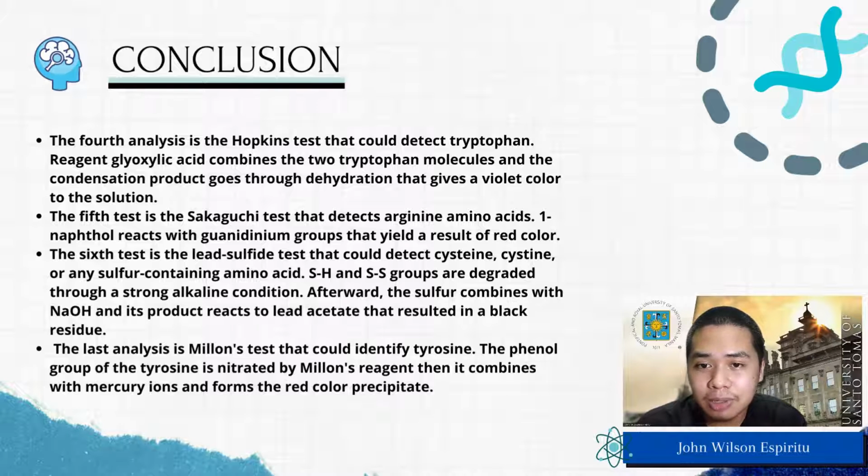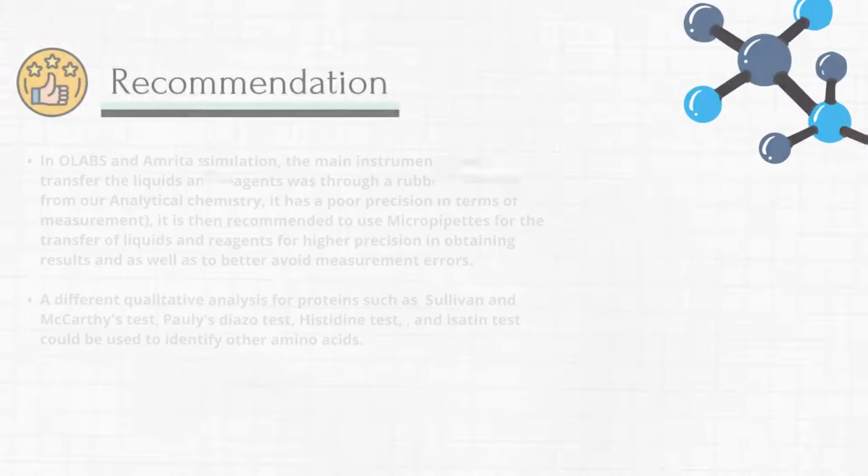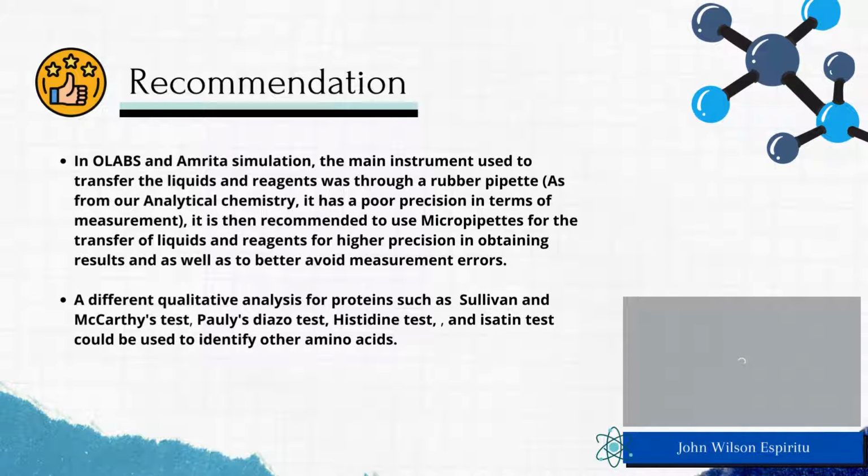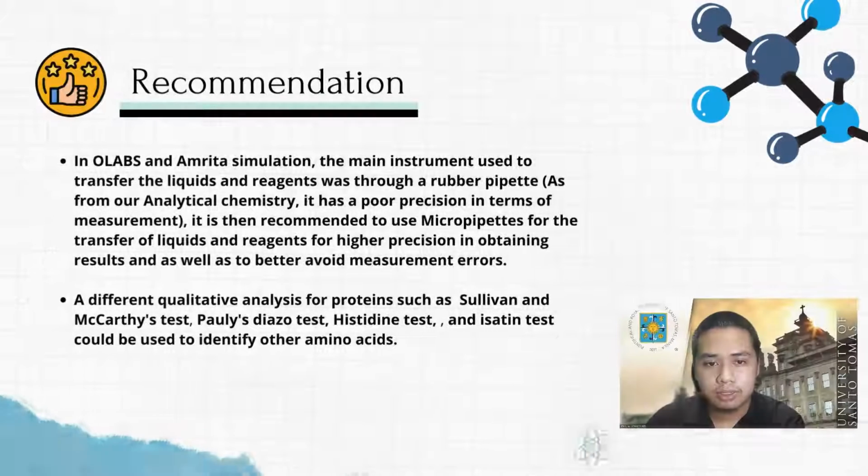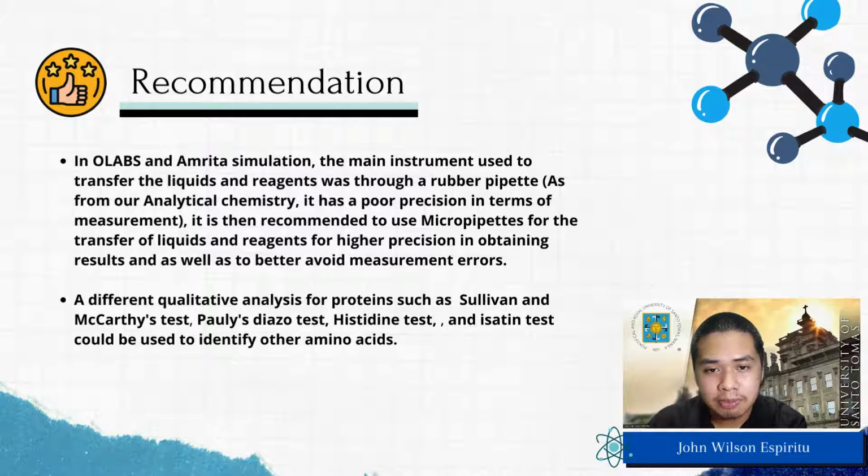The last test is the Millon's test, which detects tyrosine. The phenol group of tyrosine is nitrated, then it combines with mercury ions, and it forms a red color precipitate. We also recommend implementing the experiment in an actual laboratory because it will provide factual results and help researchers to determine errors that occurred in the experimentation.